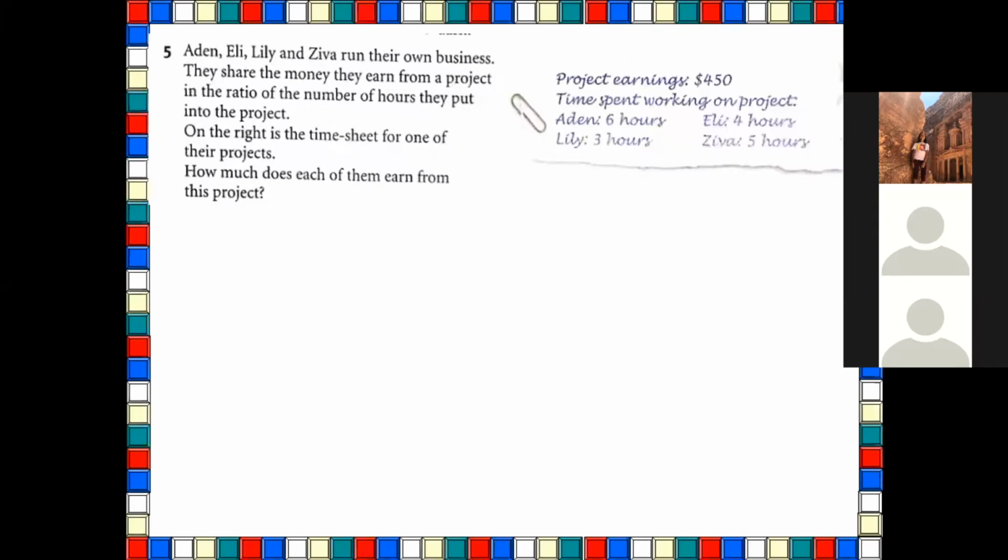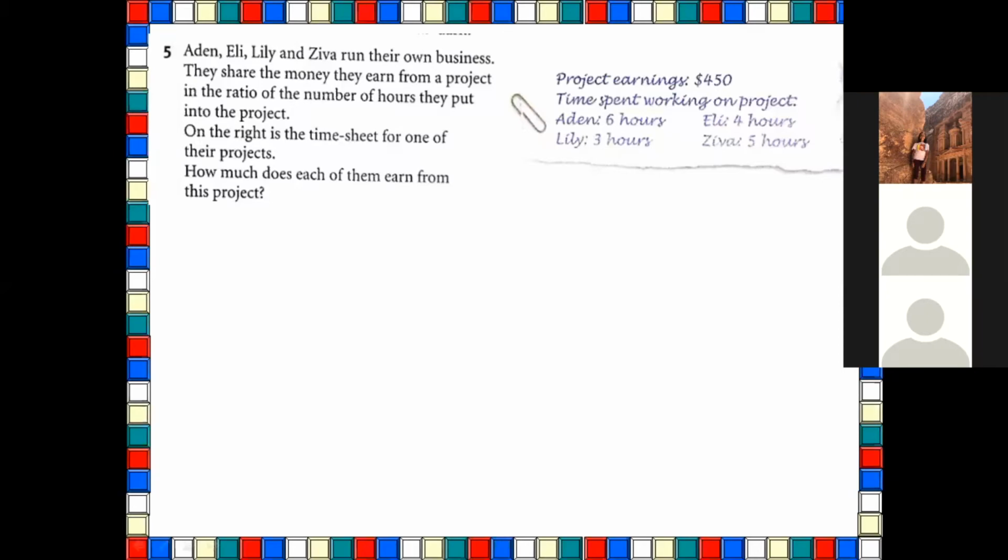Okay, let me go to question 5. Question 5 is talking about Adam, Ellie, Lily, and Ziva. They run their own business. They share the money they earn from a project in the ratio of the number of hours they put into the project. Yani, the person who worked more will earn more money. The one who worked less hours will get less money.